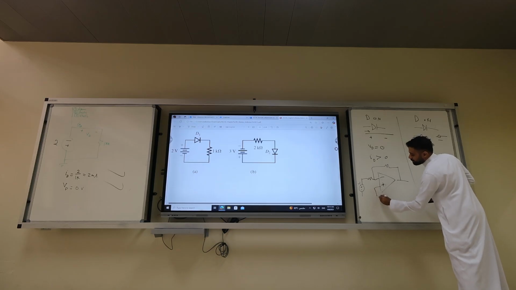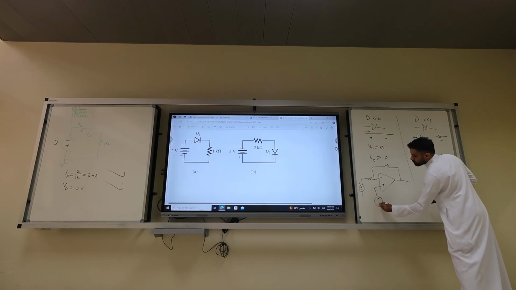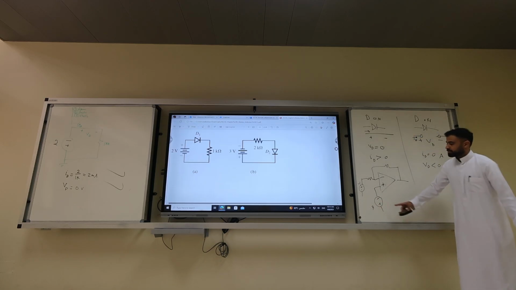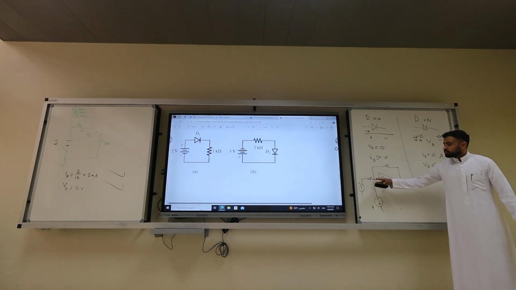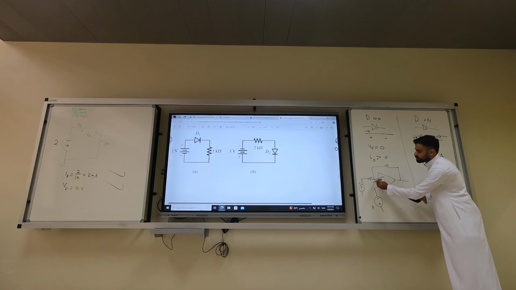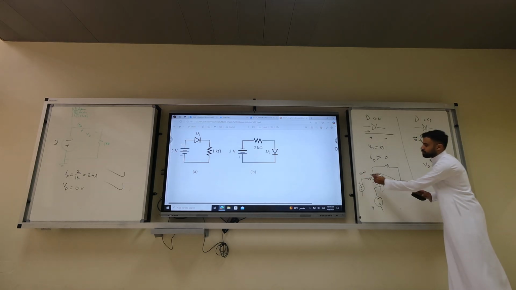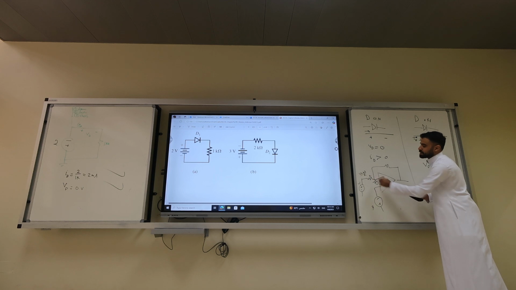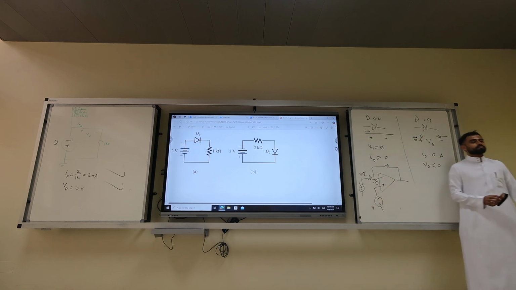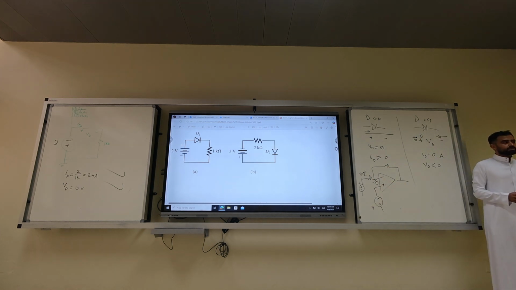What if I connect a battery here of 3? What will be the voltage here? Negative 3. Okay? So when you calculate the current, it will be what? V input minus 3 over R1, let's say this. And then you continue solving the circuit. Okay? Get it?